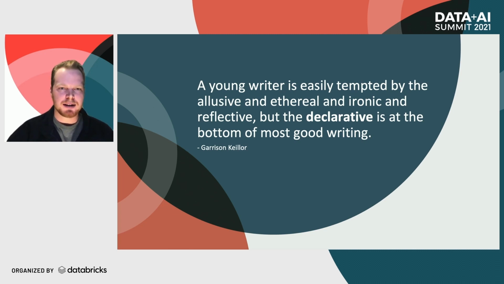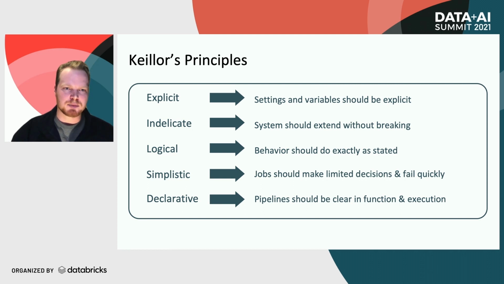So we're actually going to look at it in a literary sense. Garrison Keillor said, a young writer is easily tempted by the elusive and ethereal and ironic and reflective, but the declarative is at the bottom of most good writing. So in here, he says kind of 5 key words, 4 of them being things not to do and 1 of them being something to do. So we actually flip those first 4 words into their antonym to really build some core principles into what you're supposed to do in your pipelines. So we broke those down into Keillor's principles.